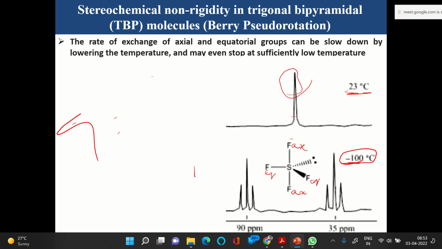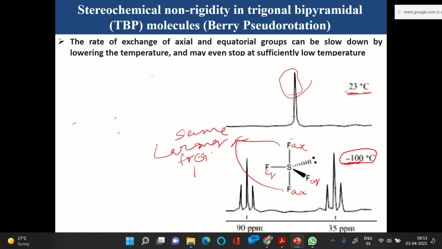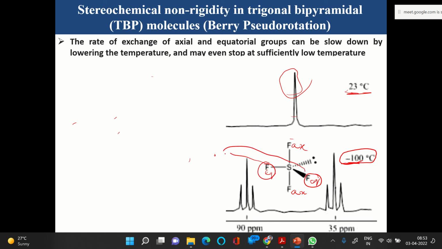Do you understand this? The two axials, this and this, they both will have the same Larmor frequency at low temperature. And then if you look at the other one, the two equatorial, this and this, both will have the same Larmor frequency.